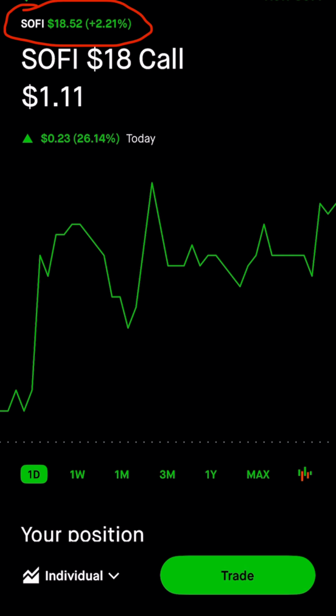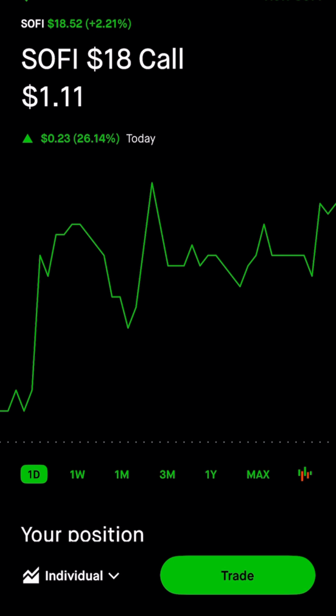at $18.52. A quick recap, when you have sold a call, you pretty much put a cap on the stock, betting that it's not going to go above that call, and you get paid for making that bet. So I bet that SoFi would stay below $18, and if it does, when this expires, then I just keep that money, and if it doesn't, then I have to sell the stock for $18 a share.